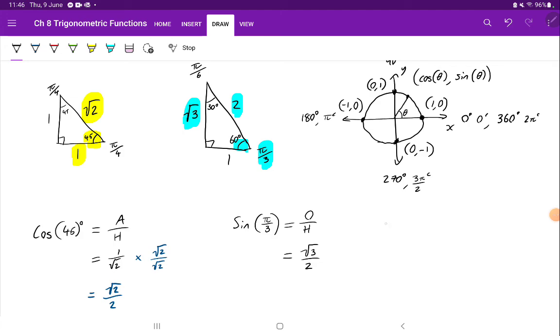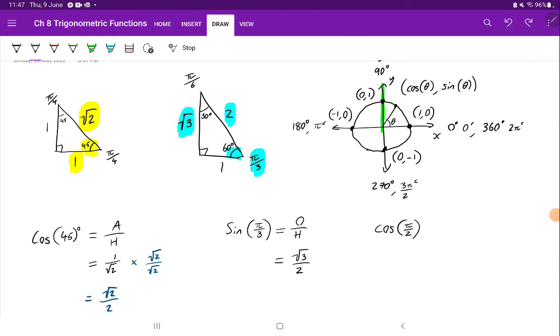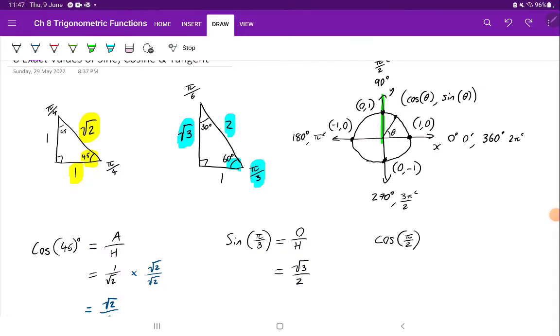The next one I'm going to look at is the cos of pi on 2. So pi on 2, you'll notice, is not in either of these 2 triangles. In fact, where can we find it? We can only find it in one spot, and it's actually here, this angle here. And because we're interested in cosine, that's the x-coordinate. And the x-coordinate of that point here is 0.